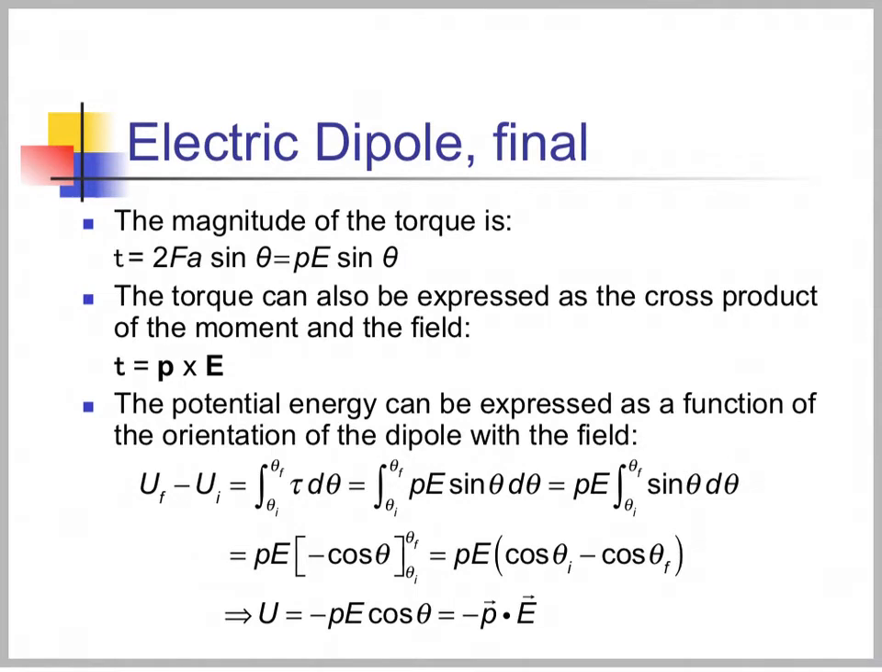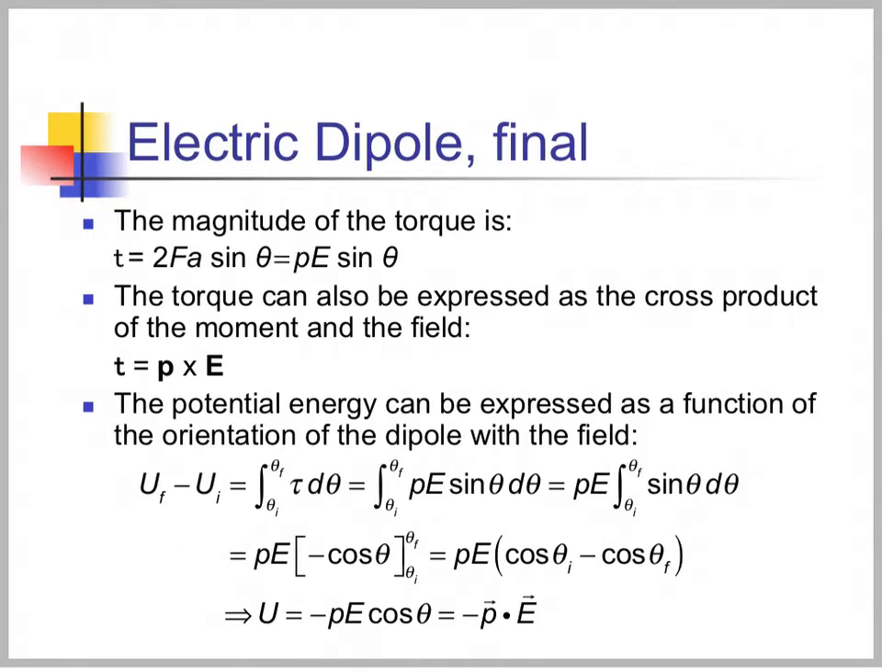The magnitude of this torque is force times the distance times the sine of the angle. So in this case, if we multiply it out, it's going to be the dipole moment times the electric field times the sine of the angle between the dipole and the electric field. Of course, we can also express torque as the cross product of the moment and the field. So torque is P cross E.